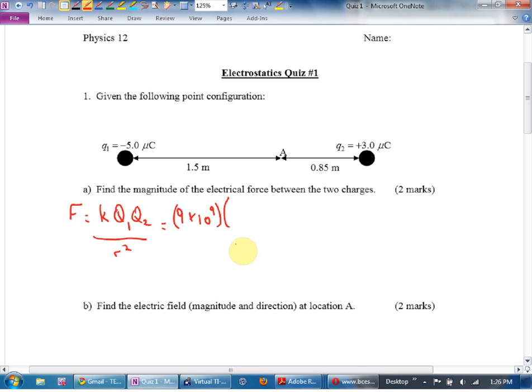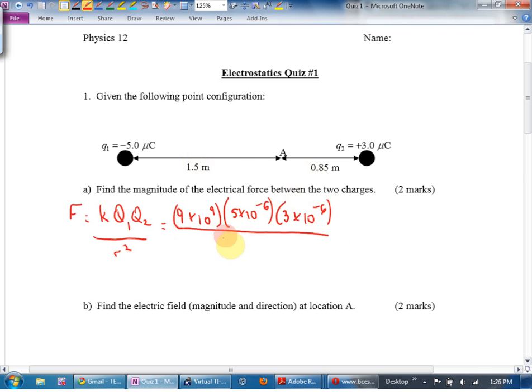Am I going to put the negative in for this charge or not? No, we decide the direction. Although it only asked for the magnitude, I am going to say, oh, and by the way, what would the directions be? Are they repelling or attracting each other? Attracting. Okay, so I'm going to put 5 times 10 to the negative 6. There's my micro coulombs. 3 times 10 to the negative 6. There's my micro coulombs.